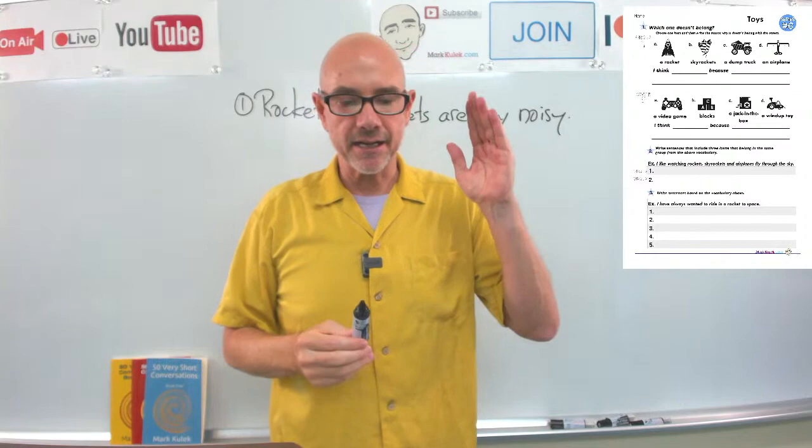A wind-up toy is like a car, or this example is a mouse. You wind it up and it moves, right? There's a little spring inside it. You turn the spring and you let go and it moves. So it's like a car. It has wheels, and it moves after you wind it up.